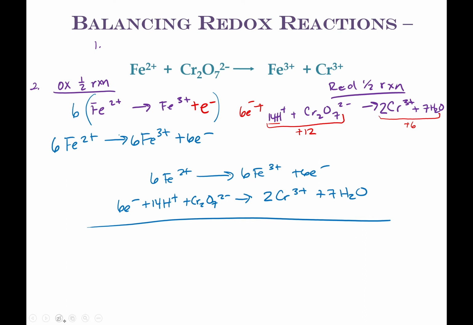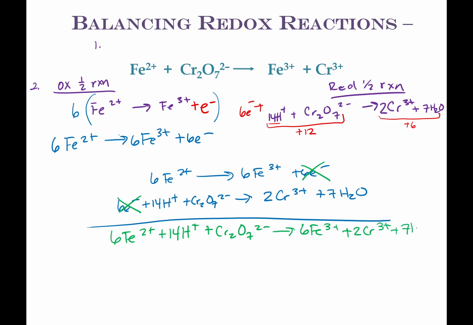Now your electrons should always cancel. If they don't cancel, then you did something wrong, because remember we have to transfer the same number of electrons simultaneously. So then we add this up. We get 6 Fe2+ plus 14 H+ plus Cr2O7 2- goes to 6 Fe3+ plus 2 Cr3+ plus 7 H2O. And that would be our final.